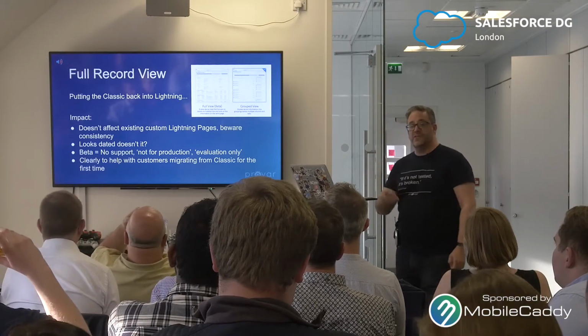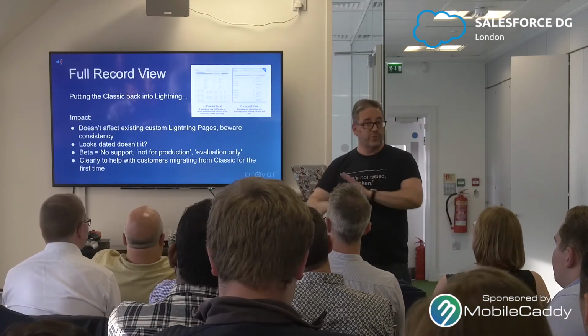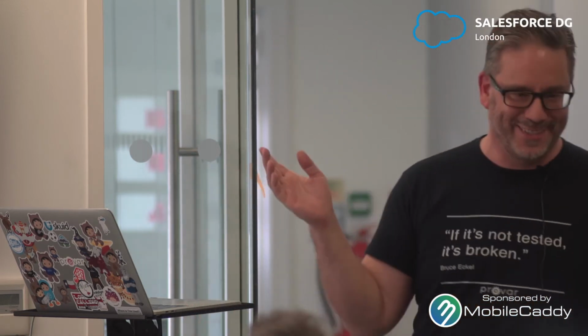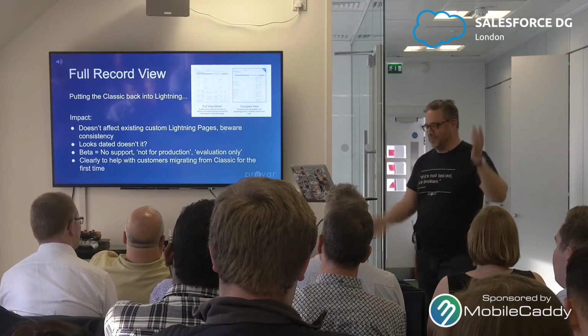It doesn't affect your custom Lightning pages. So if you've done edit page like I did, that's not going to change. Okay? So it doesn't change those ones because it's got a related tab. It treats it as a custom Lightning component, custom tab. I think it looks dated, all right? And it's a beta feature, which means if it doesn't work and you contact Salesforce support, they'll tell you it's not supported. Because none of us ever used beta features like custom settings years before they went GA.